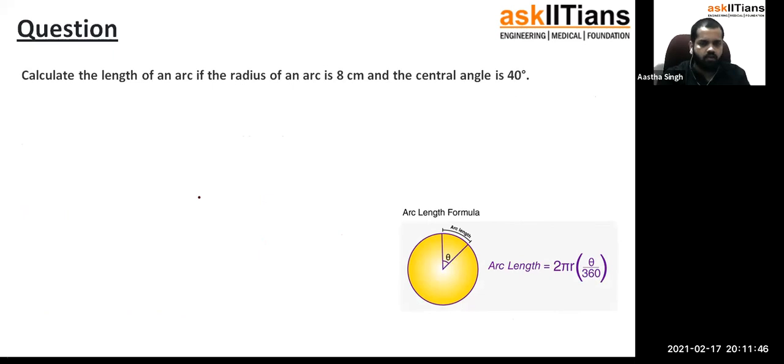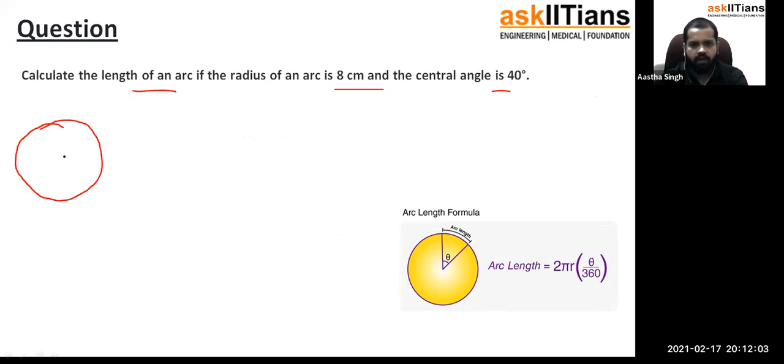Okay, so a good question is there: calculate the length of an arc if the radius is 8 centimeter and the center angle is given. So a circle is there for you of 8 centimeter radius. Suppose this radius is 8 centimeter, right? And it says to find the length of an arc if the angle subtended at your center O is 40 degree. Just find out the length of this arc. Suppose this length is AB, so you need to find the value of AB.